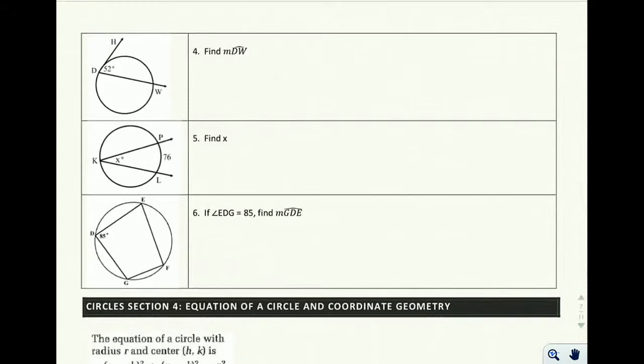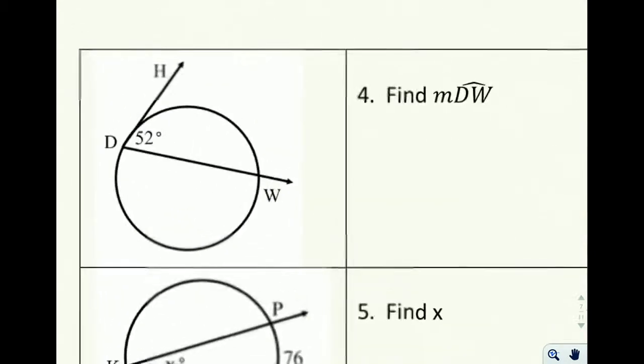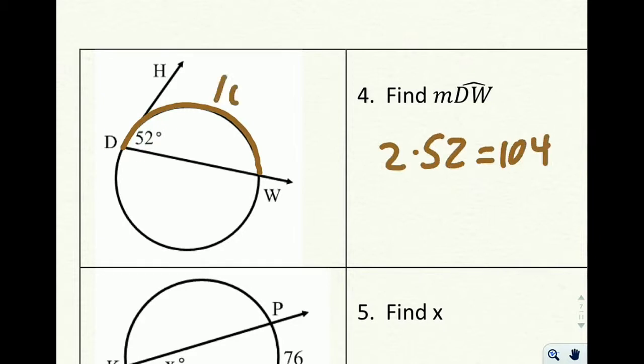We go down to example 4. We need to find the arc of DW. DW is a minor arc, shorter arc, so it's going to be this side here. Our inscribed angle is 52, so we double that, 2 times 52, and that's 104. So we have 104 degrees.